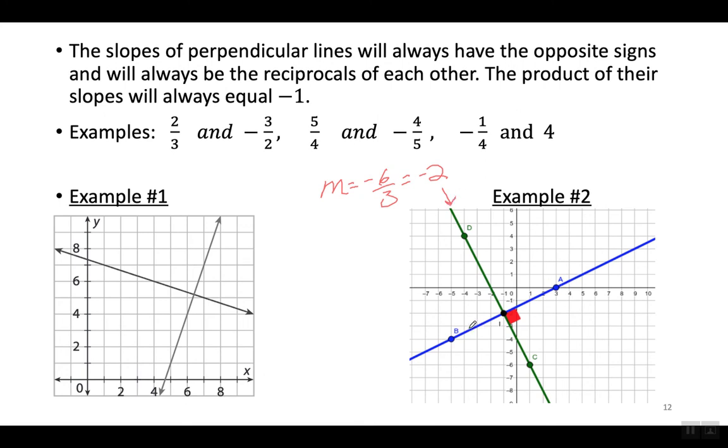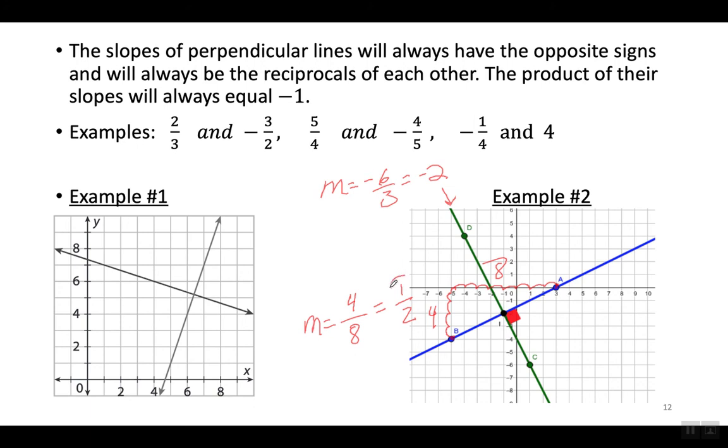Okay, for the blue line, if I use this dot and this one, the rise is going to be 1, 2, 3, 4. And 1, 2, 3, 4, 5, 6, 7, 8. So the rise is going to be positive 4, and the run was 8. This was 4, and this was 8. Now, when I simplify that, I'm going to get positive 1/2.